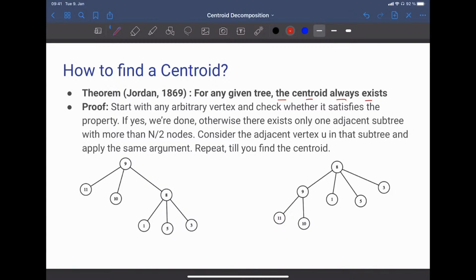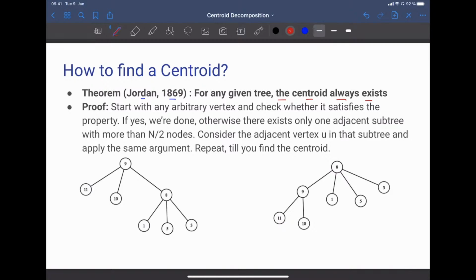The first question is, does the centroid always exist? And the answer to this question is yes. For any given tree, the centroid always exists, and this theorem was proved by Jordan in 1869. And how do you prove it? It is not hard to see. You can even not know this proof and still try to come up with a proof yourself. It is that trivial.